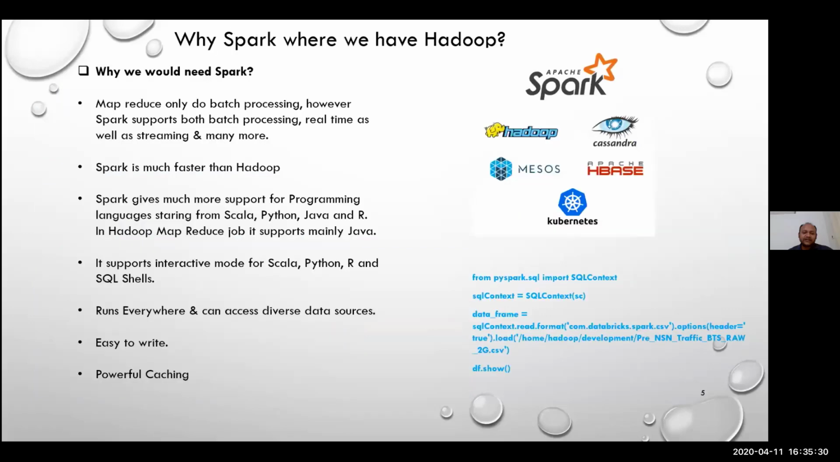So now, let's go into a deeper insight. Why would we actually need Apache Spark, where we have Hadoop, which has two components, serving as a distributed computing framework as well as a distributed storage solution? As we explained, MapReduce only does batch processing. However, Spark can support both real-time and batch processing.